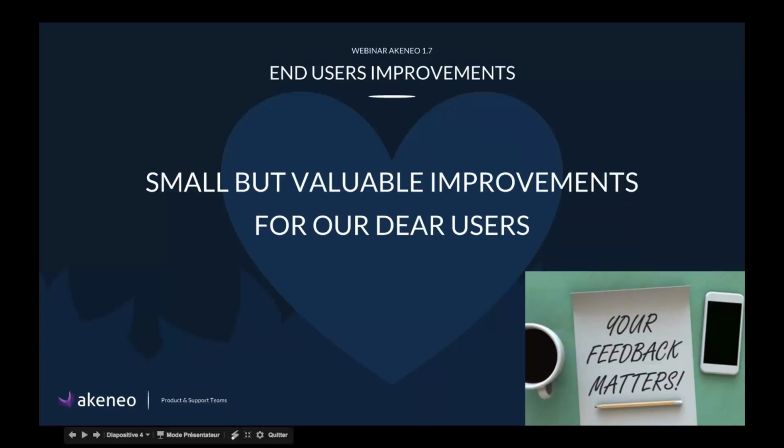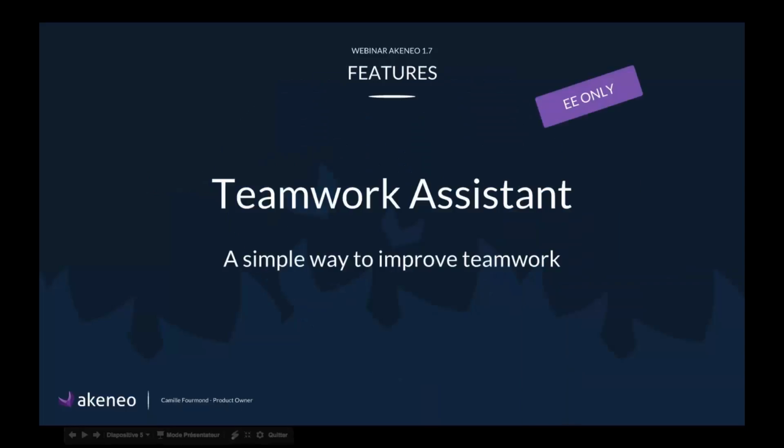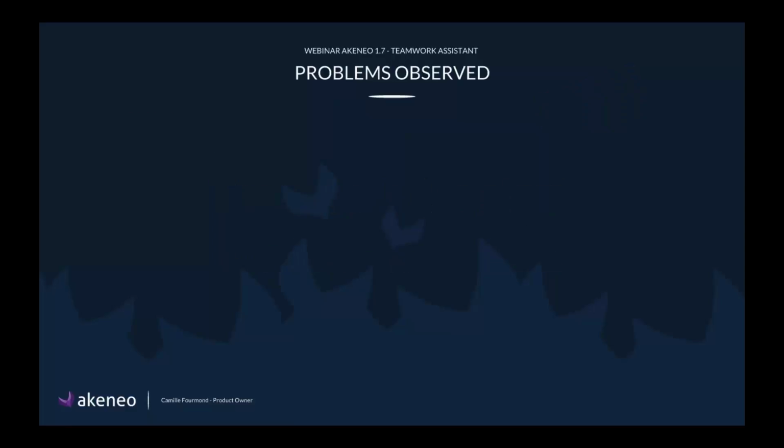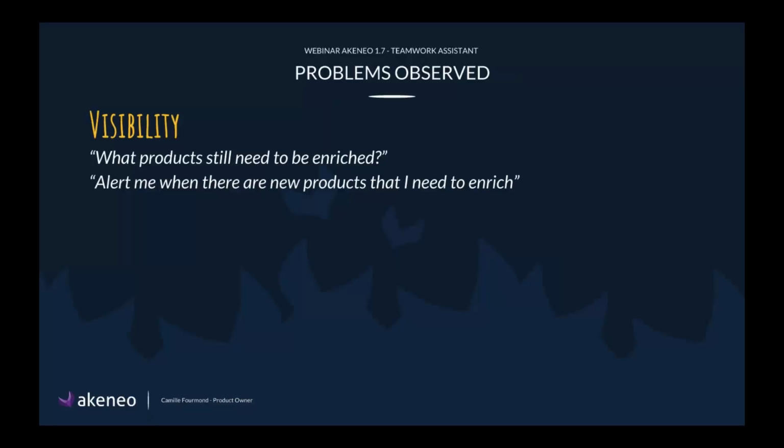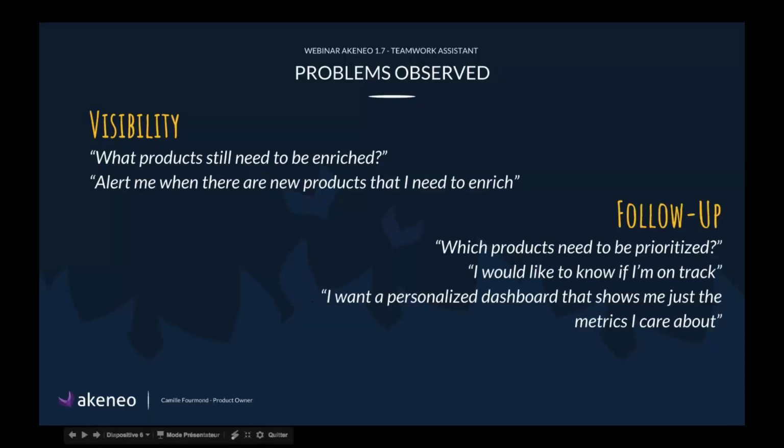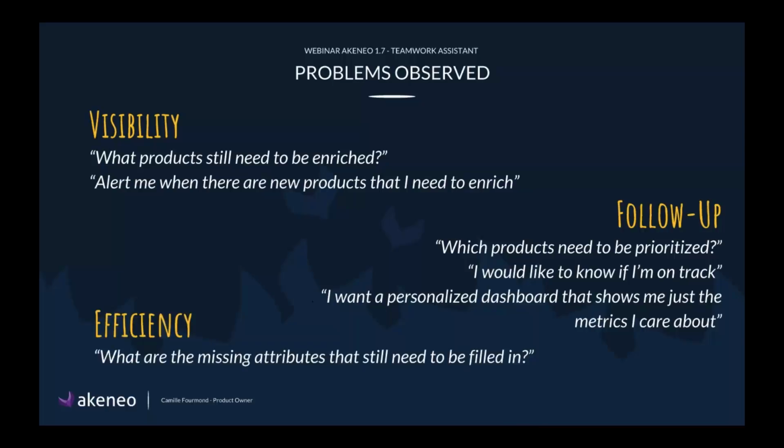Yes. We had several feedbacks from our end users concerning product enrichment visibility. They didn't know easily what the products to be enriched were, or what the new products in the PIM were. It was also difficult to know how to prioritize their work, or to know if they were on track for the next collection or the next product range. They also had no possibility to personalize their dashboard to have a quick view of their product enrichment, and it was complicated to easily know the missing attributes for the next product.